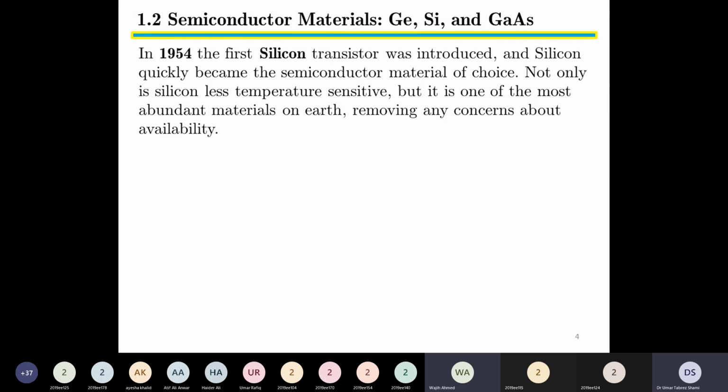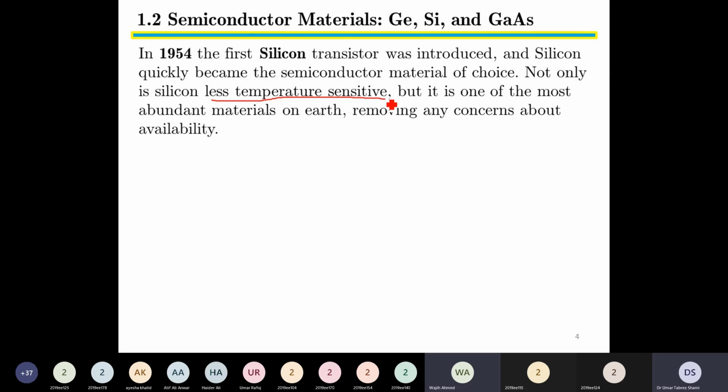Not only is silicon less temperature sensitive, but it is one of the most abundant materials on earth, removing any concerns about availability. These were the two major advantages of using silicon as our base material. The first major advantage was that silicon is less temperature sensitive. So silicon gives better performance at higher temperatures.